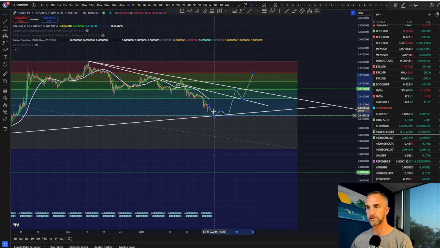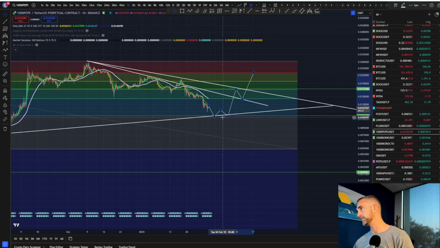You could see this happen, you know, this is just like a triangle that potentially Bitcoin is in. Oh, took me out of the ball game right there.